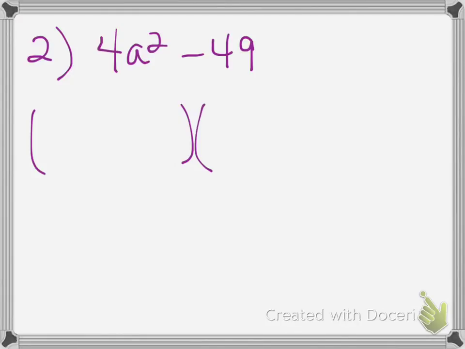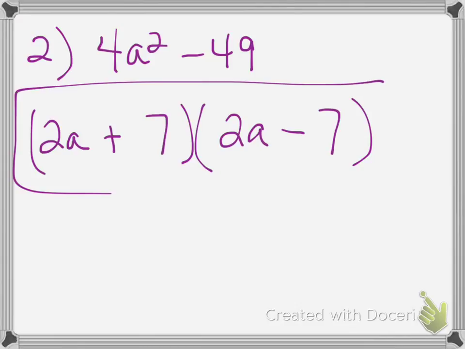So I'm going to set up my two binomials, add, subtract, and then the square root of 4a squared is 2a, so that goes in my first for both. And then the square root of 49 is 7. And then I'm done. So, you wish that everything could be factored this way, but unfortunately, that's not always the case.